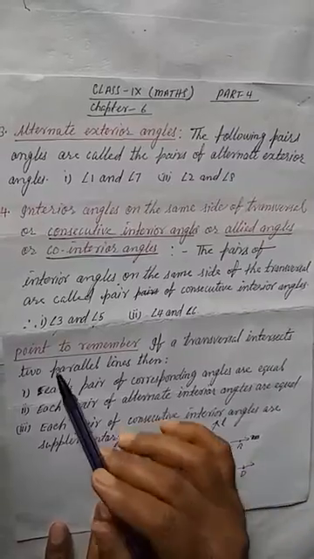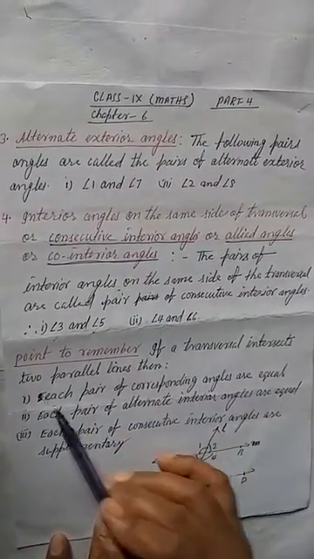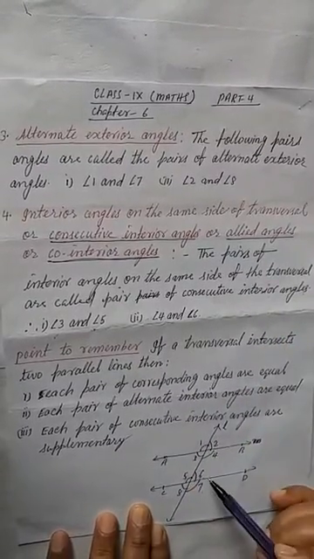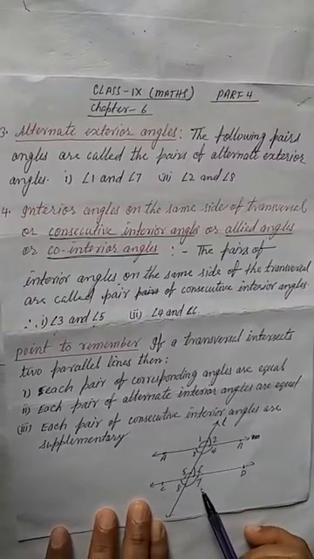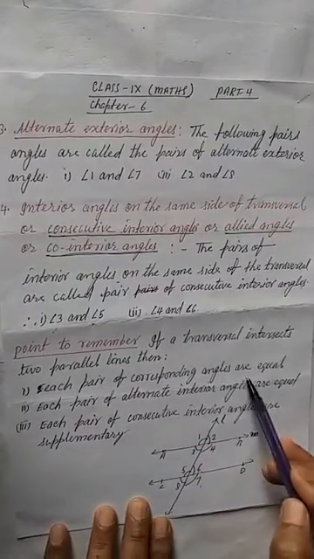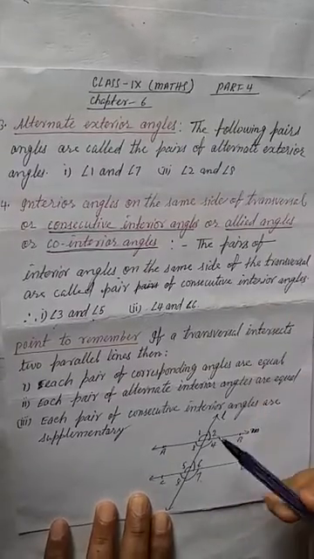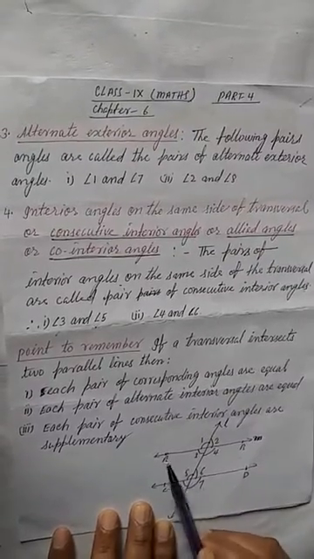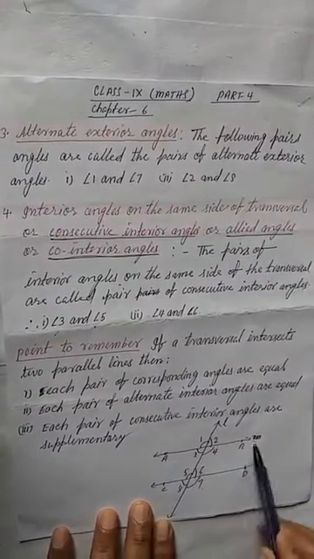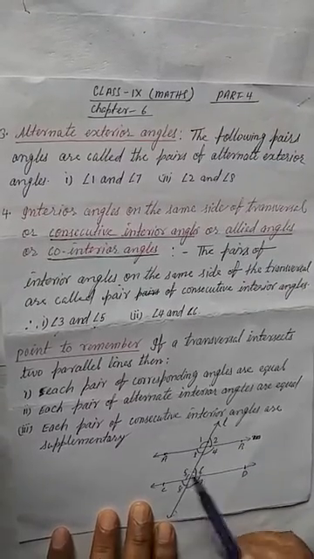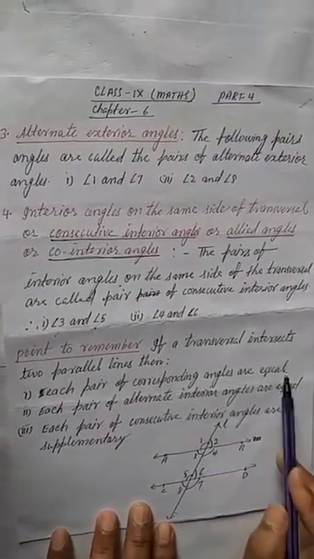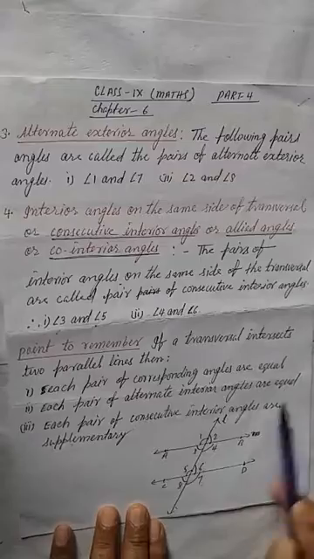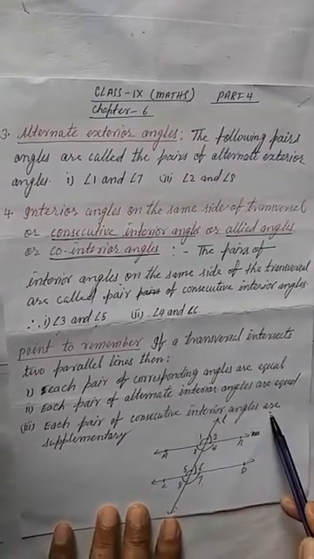Now a point to remember: if a transversal intersects two parallel lines, AB and CD being two parallel lines, then each pair of corresponding angles is equal. Earlier I didn't say all are equal, but now if a transversal L intersects two parallel lines, you must say corresponding angles are equal. Each pair of alternate interior angles is also equal, and each pair of consecutive interior angles is supplementary.